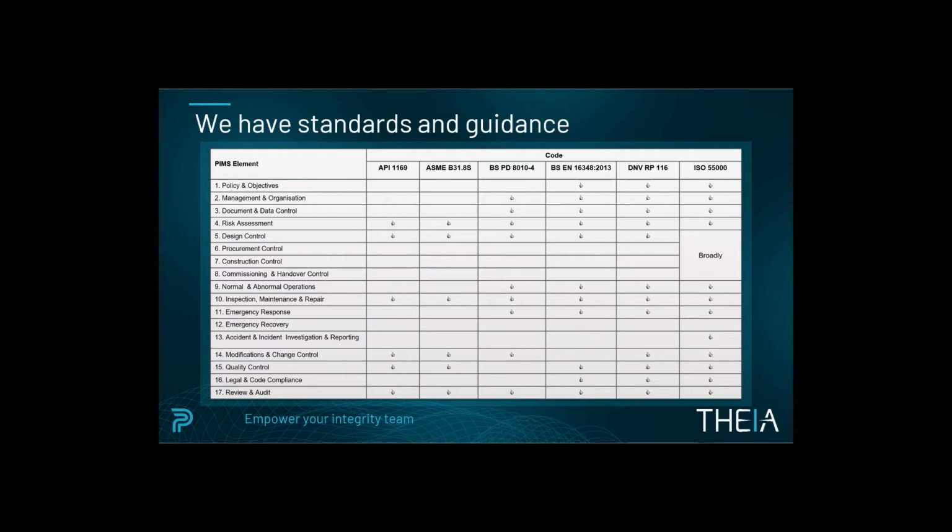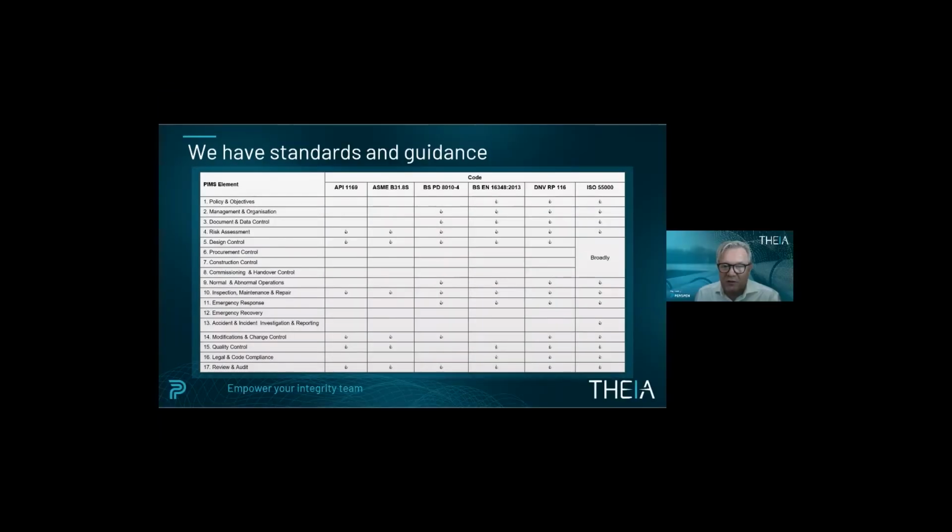And this is a matrix that compares the various codes and standards with that view. You can see ISO 55000 is a very, very general standard on asset management. It broadly covers all these topics. So we know we have a lot of guidance about how to undertake this task.